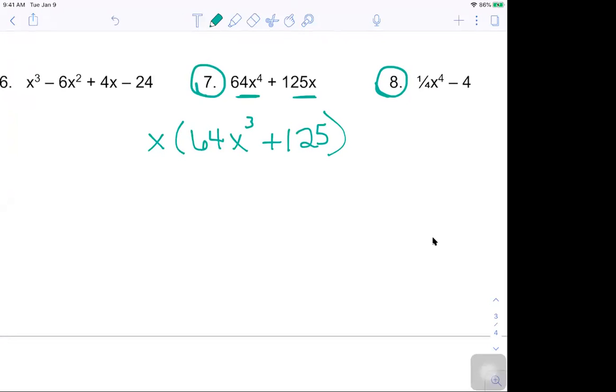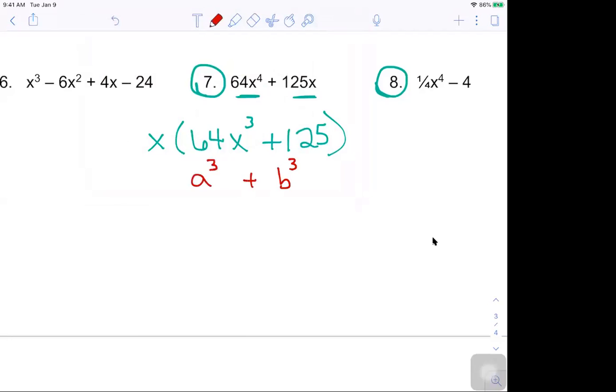I know I can take that out, but 64 and 125, they don't have anything in common. So what's special about the numbers 64 and 125? Think about the kind of numbers these are. What would be special about them? Does anybody have an idea? Jack? They're both perfect cubes. Yeah, they're both perfect cubes. So this is that perfect cube pattern.